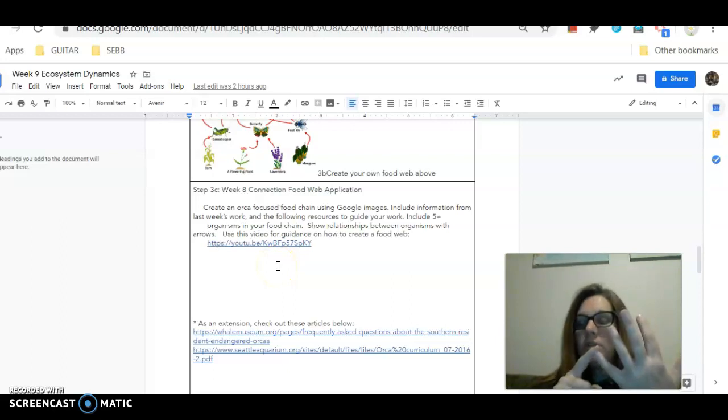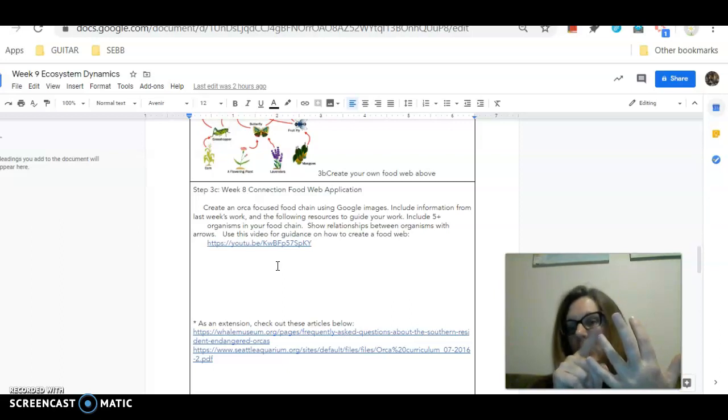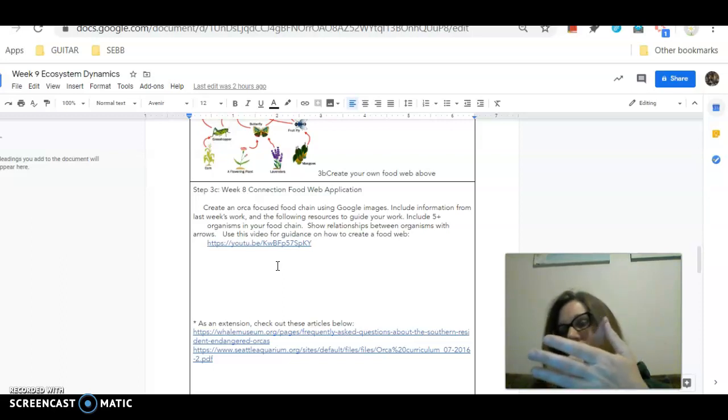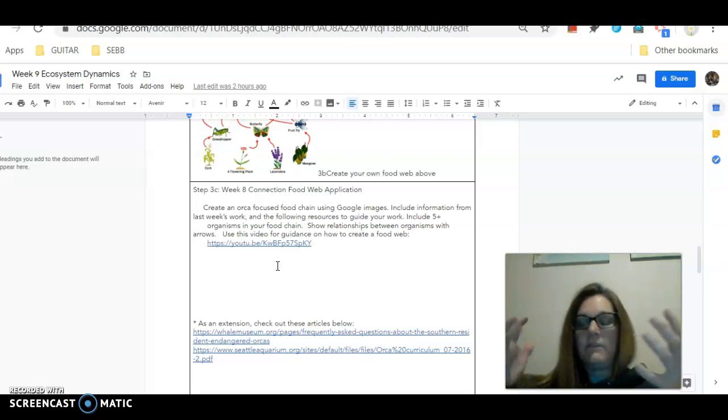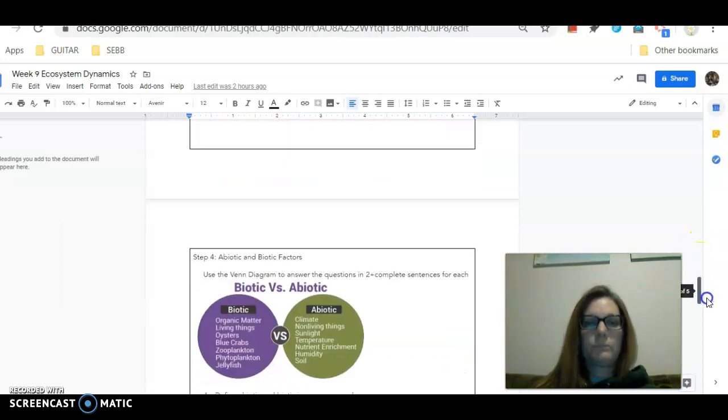Think about, what do orcas eat? What does that organism eat? What does that organism eat? And then what in the Puget Sound does that organism eat? So kind of think of it working backwards in a way. Okay. And again, this link is Ms. Fearson helping you do a Google image. Those of you that kind of want to take this further, fantastic article, but it's optional. You don't need to read it.